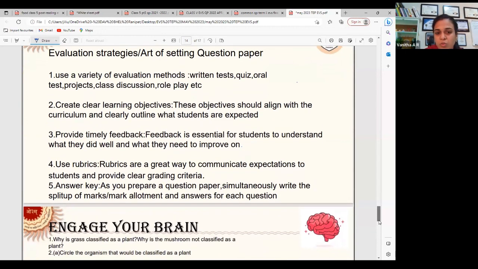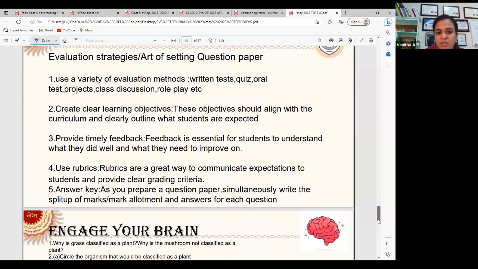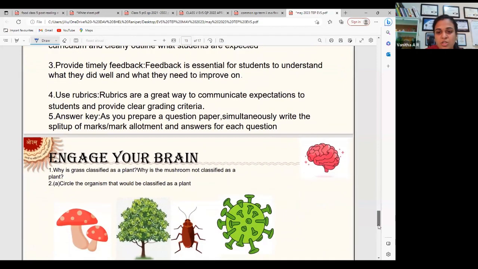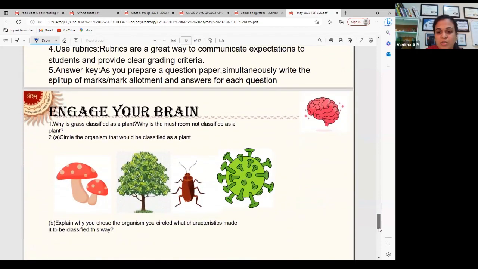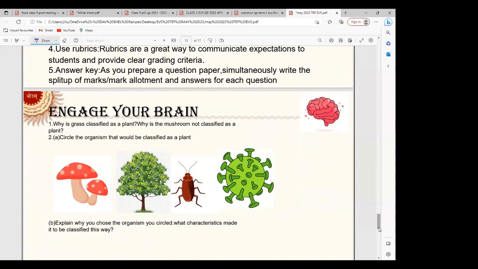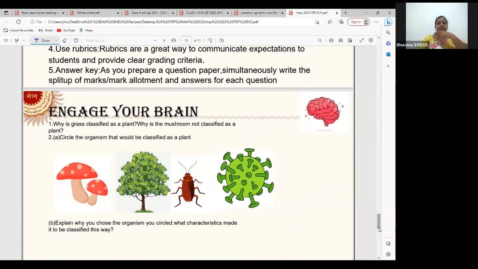Teachers, I have some more questions for you, just to engage your brain. A little bit of higher, I wouldn't say this is higher order thinking skill, but instead of asking it in a direct way, I would prefer this. So teachers, can somebody read it for me? The first question. Why is grass classified as a plant? Why is the mushroom not classified as a plant?